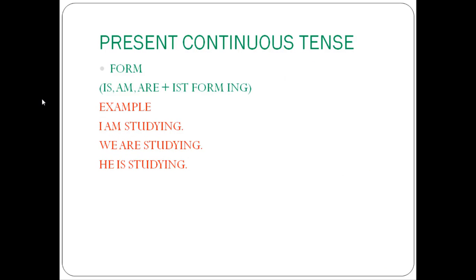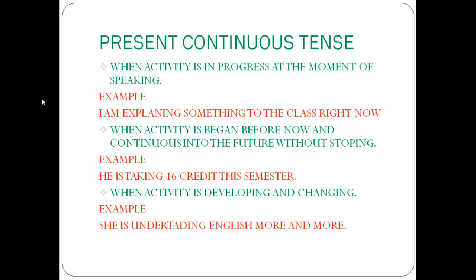So after simple present, we move toward the present continuous tense. Here in the present continuous tense, continuous, you already know what is continuous. Here we use the first form of verb plus ing, with is, am, or are. For example, I am studying, you are studying, or he is studying. In the present continuous tense, one activity is in progress at the moment of speaking. Example: I'm explaining something to the class right now.